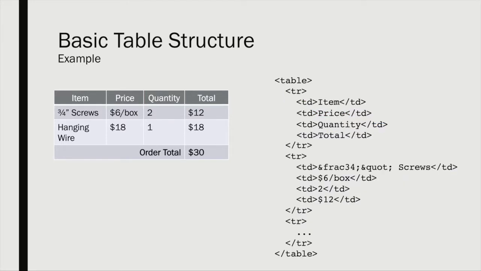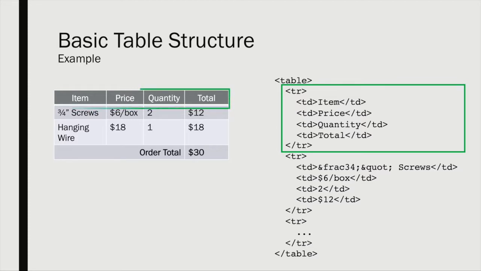Next, let's get to the rest of the code. So you can see that we've carried the pattern with the TDs and the TRs down into the rest of the data. In this case, we have a quote for 3/4 inch screws wrapped in a TD tag, the $6 a box TD tag, 2 TD tag, $12 TD tag, and then wrapping that all up in a TR tag. And then the rest is just rinse and repeat. So we have the first table row right here.